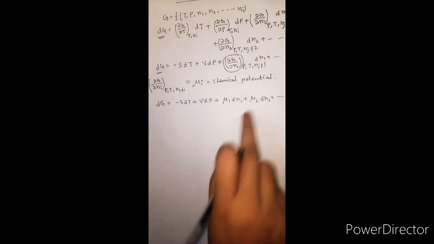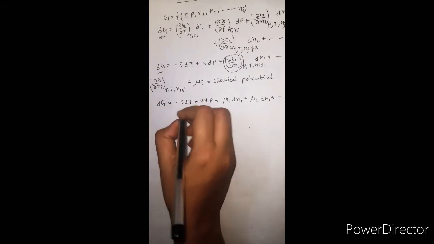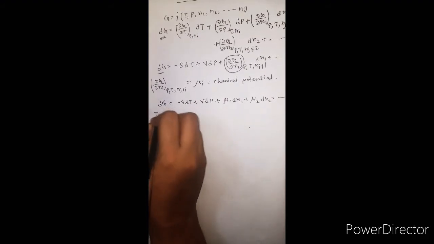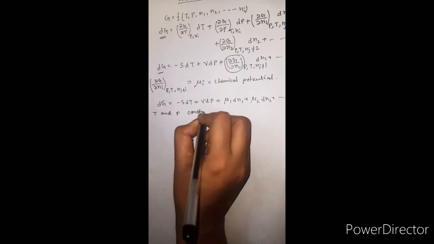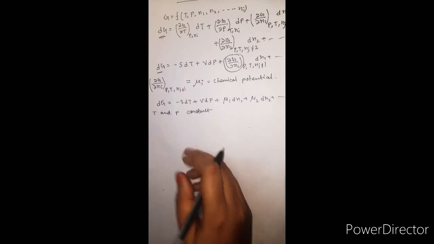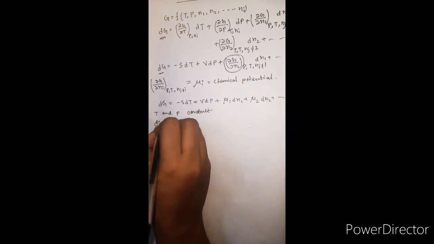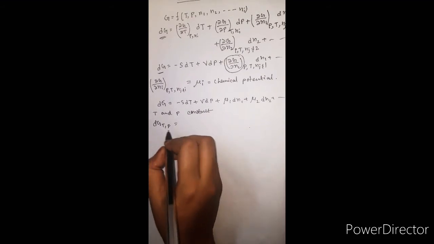So now the equation for dG will be minus S dT plus V dP plus mu1 dn1 plus mu2 dn2 and like that. It will continue up to mu_i dn_i. Now we are considering the situation where T and P are constant, that is the system where the temperature and pressure are constant. Then what will be the equation for dG at constant T and P?